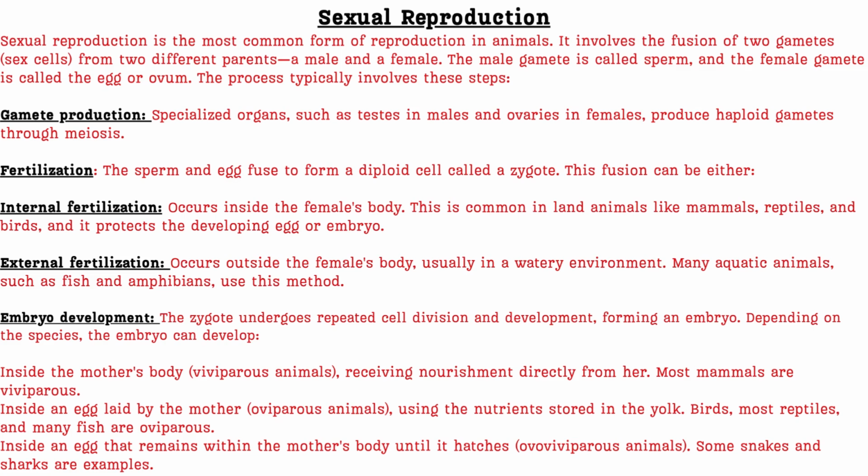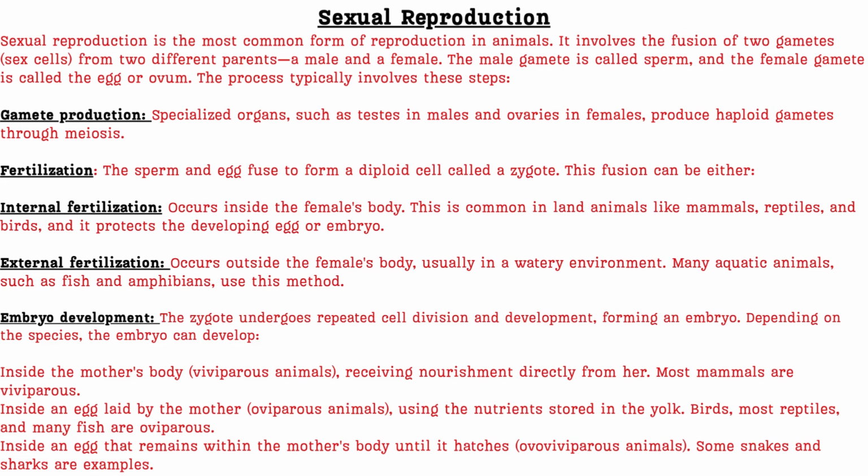Now we'll see the first one, internal fertilization. It occurs inside the female body. This is common in land animals like mammals, reptiles, and birds, and it protects the developing egg or embryo. Now, the next one is external fertilization. This process is carried out outside the female body, usually in an aquatic environment. Many aquatic animals, such as fish and amphibians, use this method.